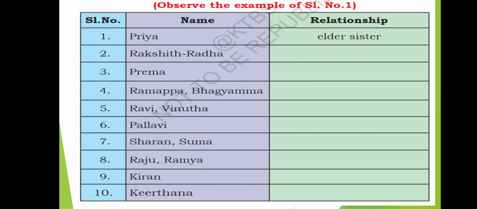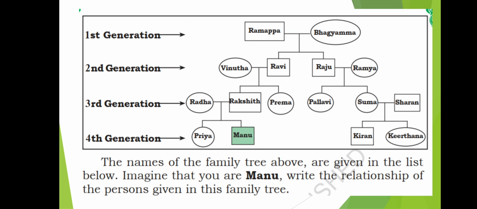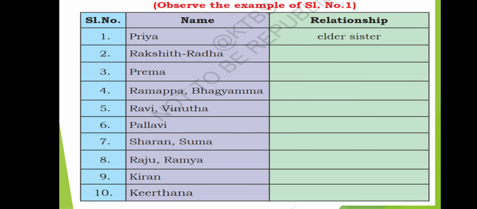Next, observe the example of serial number 1 and answer the following. Here it is about Ramaya, Bhagya, and the others they have given. On the basis of this, we need to answer. Serial number 1, name Priya, relation is elder sister. Next, Rakshit and Radhika, father and mother. Prema, aunt. Ramappa and Bhagamma, great grandparents.